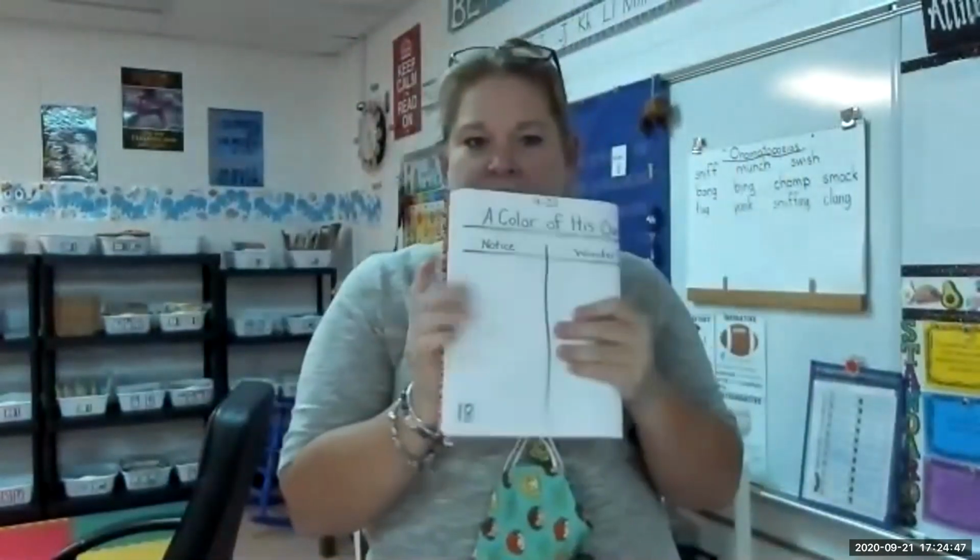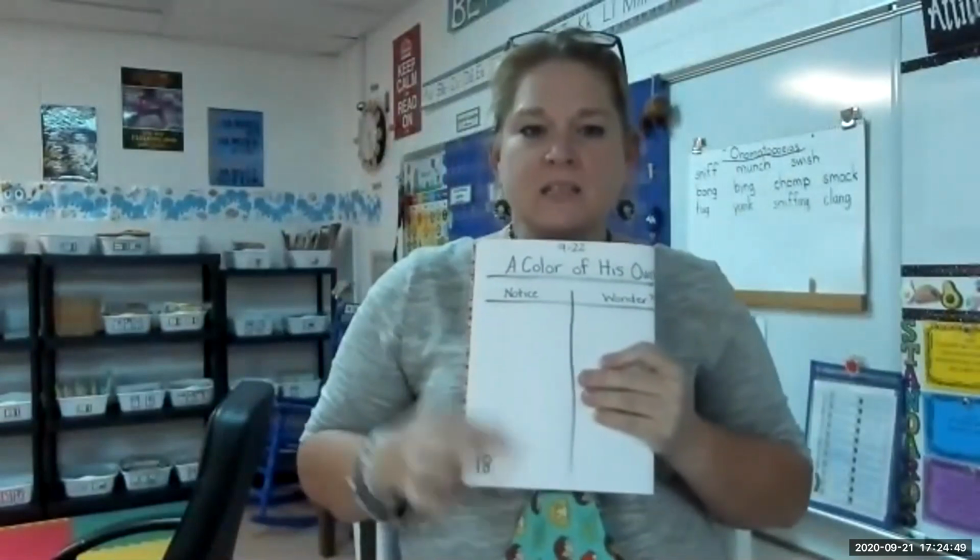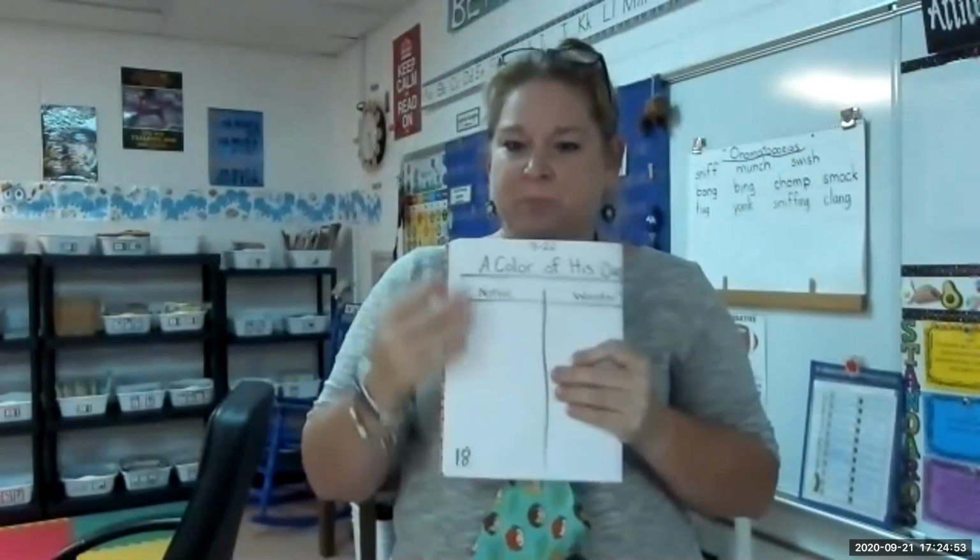So on page 18 of your journal, come up with 2 things that you noticed about that story. Okay, 2 things that you noticed. So go ahead and push pause, and then when you come up with your 2 notices, you can hit play again, okay?